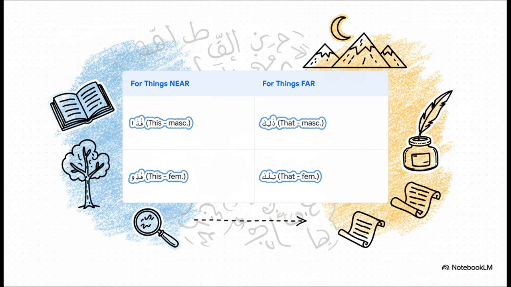And what's really neat is how organized these pointing words are. Arabic has specific words for stuff that's close by, like "this" for masculine and "this" for feminine. And then it's got a whole different set of words for things that are far away, like "that" for masculine and "that" for feminine. This whole near and far distinction is absolutely key.